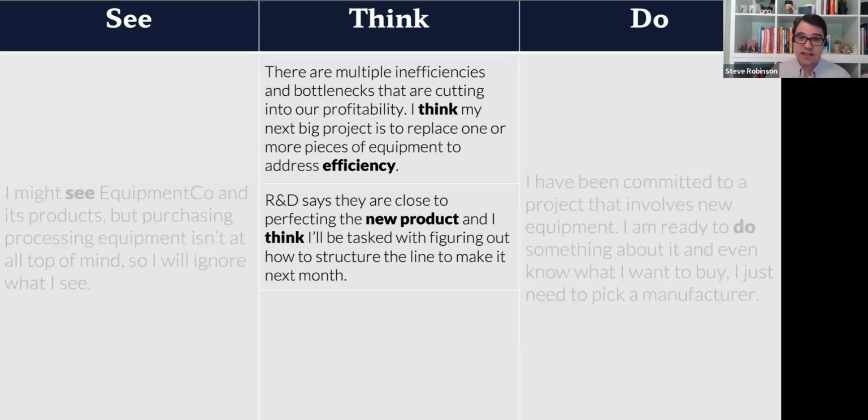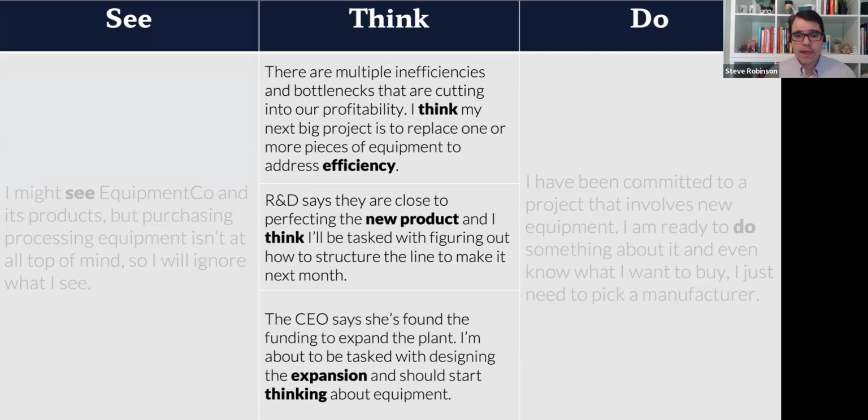Another thing that might cause me as that engineer to enter think state is R&D says they're close to perfecting the new product, and I think I'm about to be tasked with figuring out how to structure the line to make it next month. Again, I haven't made a commitment to actually structure that line and start designing that process because R&D is not done yet. So it's not go time. I can't go and start specifying the equipment that's going to make a product that isn't even finished yet. But I heard them talking and I know it's coming. And so now I'm preoccupied with this problem as I go about my day to day, which means my eyes are open to any particular content that might help me do that better when I get there.